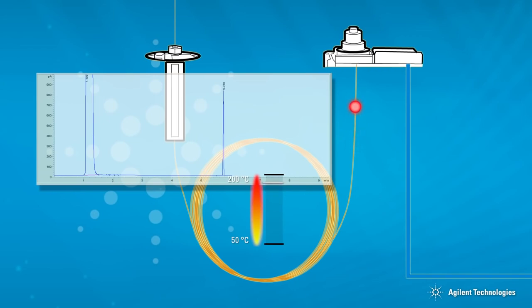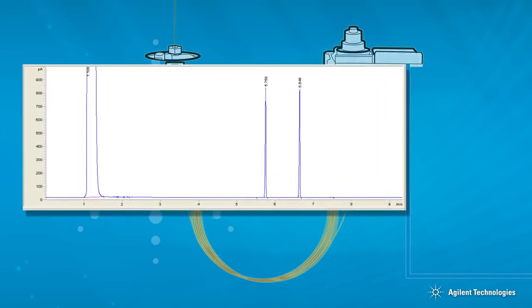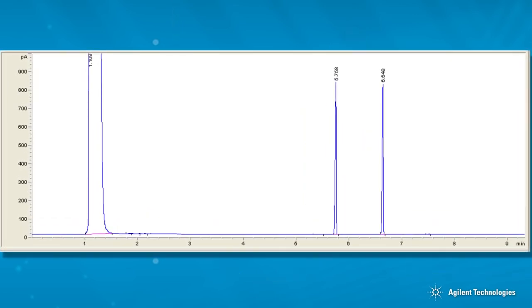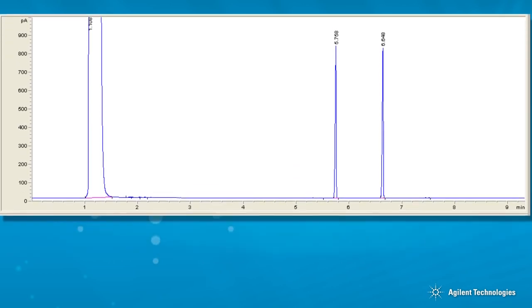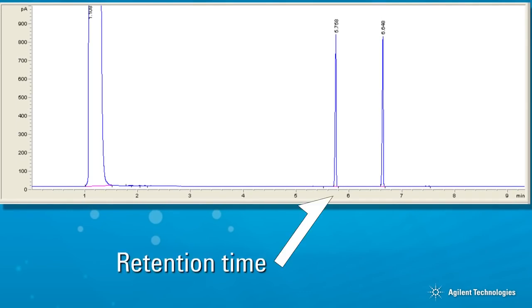As the temperature program continues, each peak elutes from the column and is detected. The chromatogram, which is the graphical representation of the sample elution and response, is complete. Each peak is identified by the specific time that it leaves the column and passes through the detector. This is called the retention time.